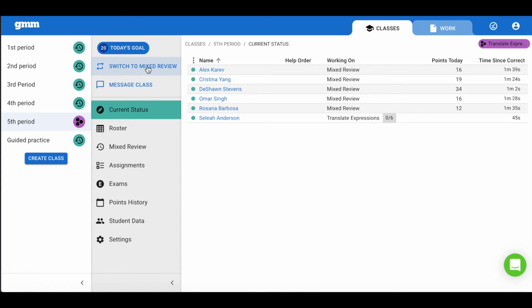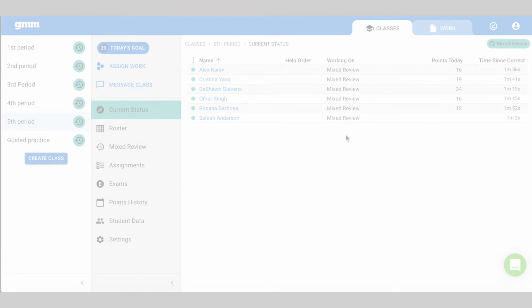Be sure to click Switch to Mixed Review when there's class time remaining. The skills from today's assignment are in mixed review, and students will have time to ask questions about skills in mixed review before the end of class. While working when the teacher is not online, students have skips available when working in mixed review.